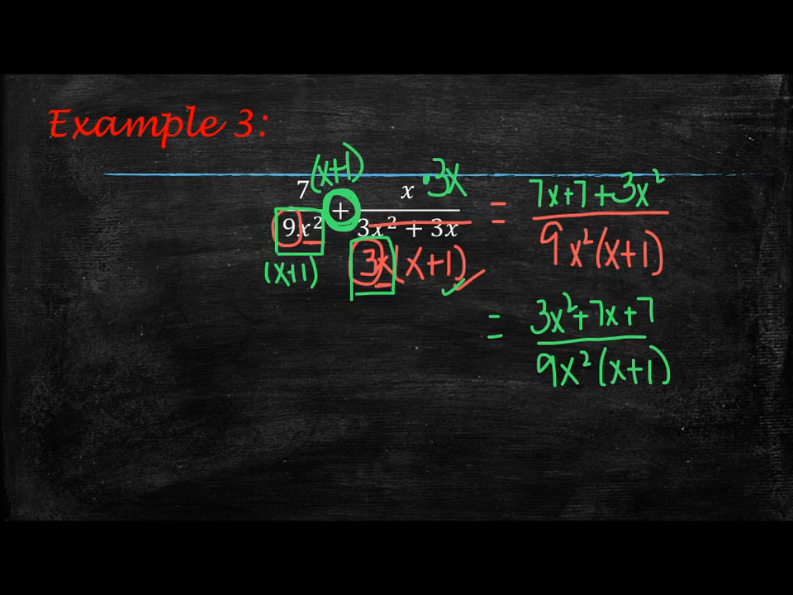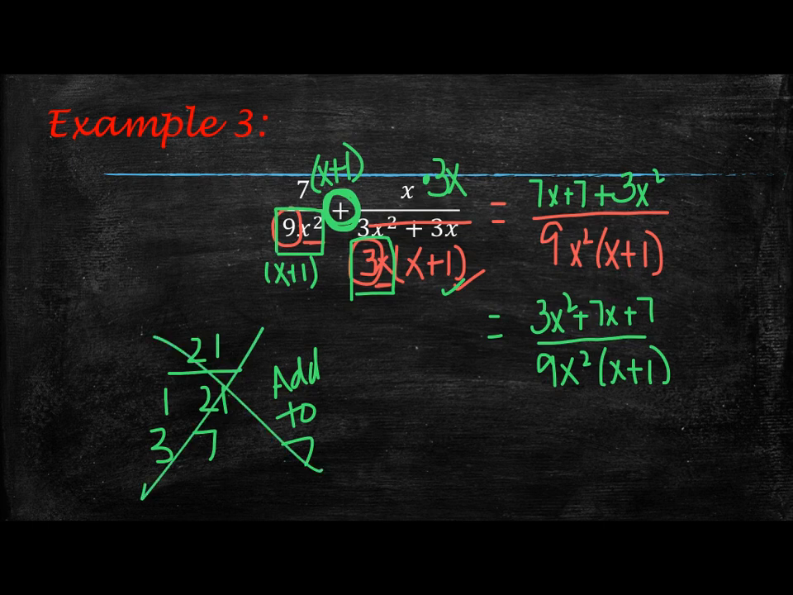Then you'd want to see if you can factor. So I'd multiply my 3 times 7, which is 21, and you want to look for factors of 21 that would add up to 7. Well, I only have 1 and 21 and 3 and 7, and neither one of those add up to 7, and so it does not factor, and there's your answer.